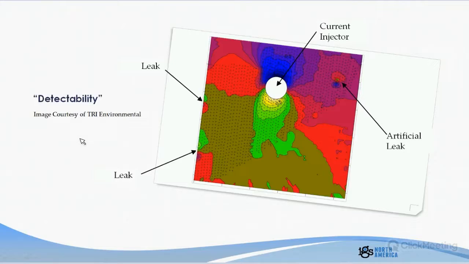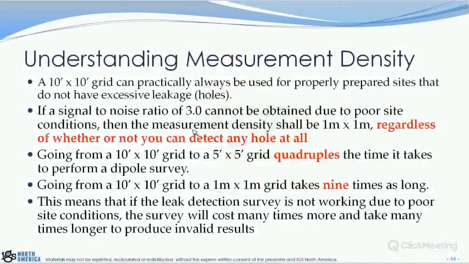We can still report the R value, but to me, this is a much better way to show that it's actually working. So going back to measurement density and what that means from a practical standpoint when we're doing this test, from experience, I just know that a 10 by 10 grid can practically always be used for properly prepared sites as long as they don't have excessive holes. Both the sites I have in mind where they were prepared perfectly and this measurement density did not work, both of them were riddled with holes.